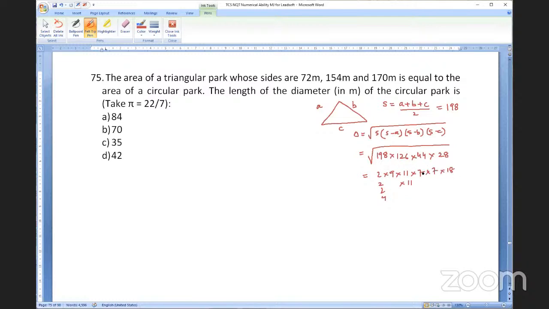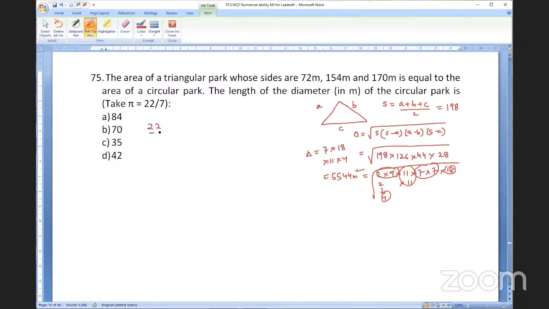So now we can find, this is 7 into 18. Area would be 7 into 18 into 11 into 4. So the area of the triangle is 7 into 18 into 11 into 4. That is 5544 meter square. Done. The area of the rectangular park is 5544 meter square, which is equal to the area of the circular park.